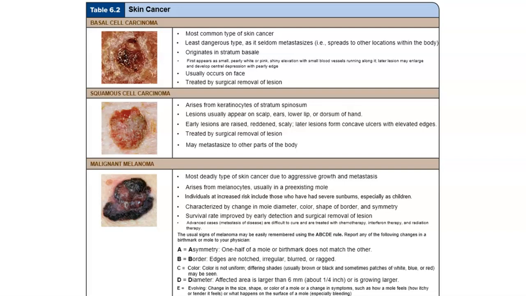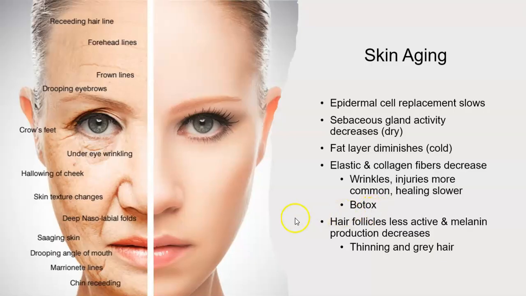E is also for evolving. Was it small? Was it one color? And now it's large and it's asymmetrical and many colors. These help you look at your own skin and determine if there is need for you to have professional clinicians look at this. Guys, it's always better to be safe than sorry, because skin cancer, again, is the most common cancer in humans. And one last slide for this chapter is about aging of our skin.